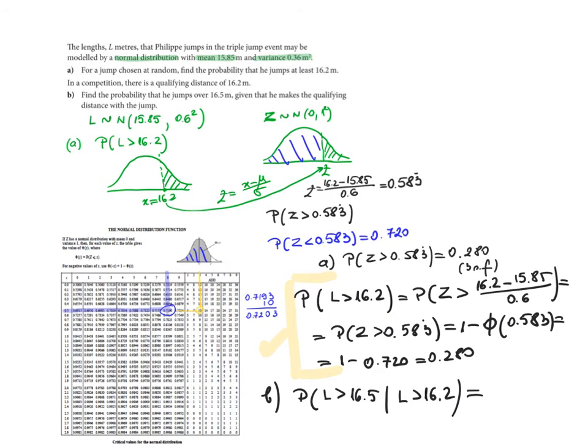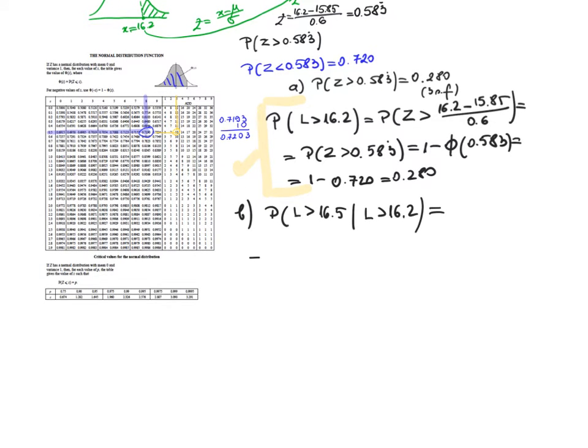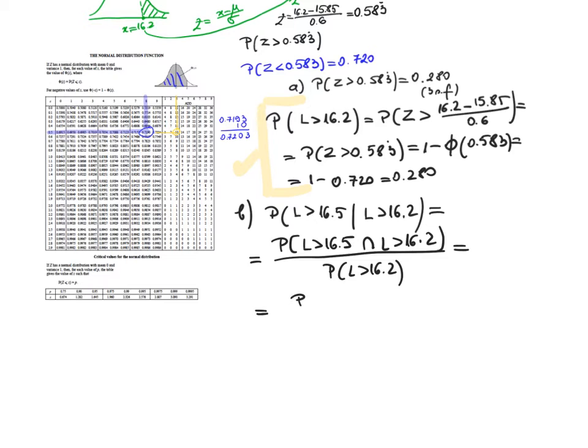So with this, we remember the conditional probability. I apply the formula. That's the probability of L bigger than 16.5 and L bigger than 16.2, over the probability of L bigger than 16.2. And if I intersect the events for L to be bigger than 16.5 and 16.2, I'm left with probability of L bigger than 16.5 over the probability of L bigger than 16.2.